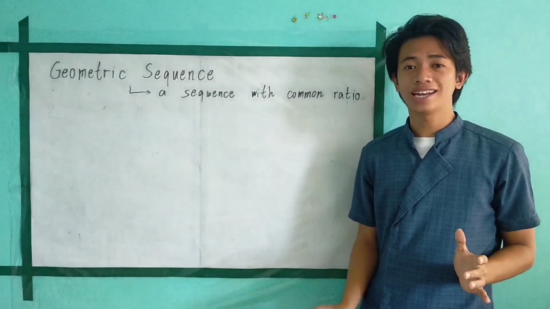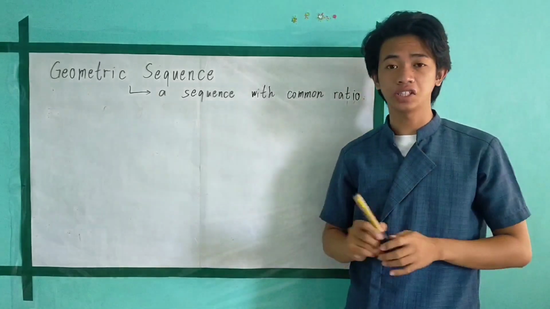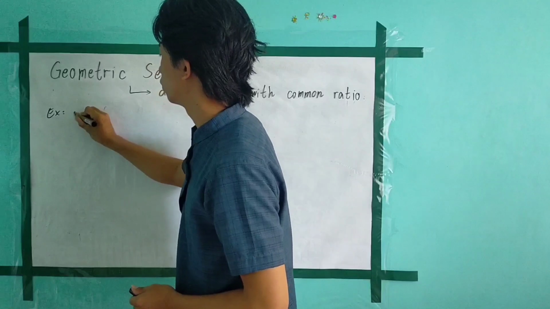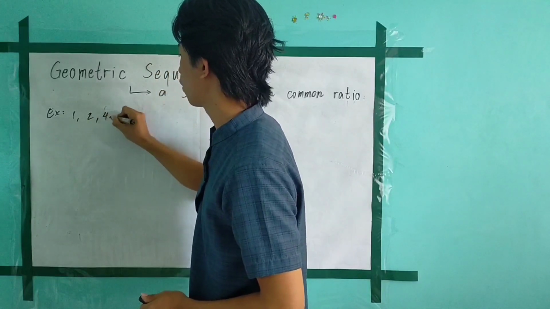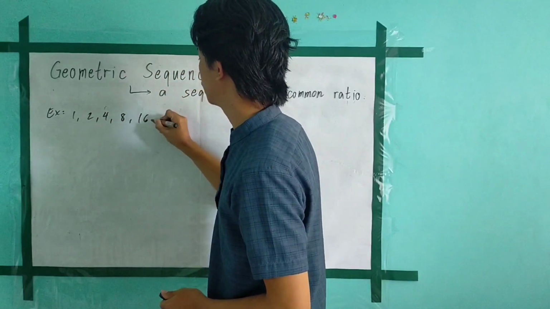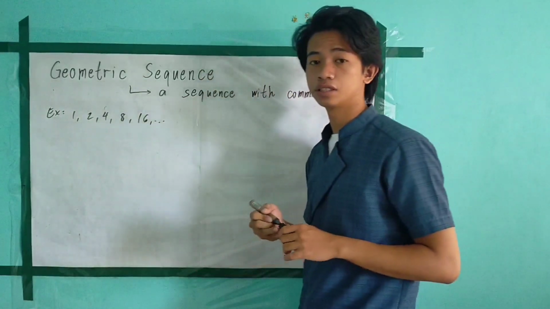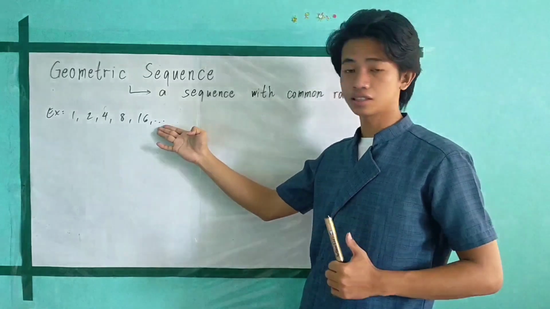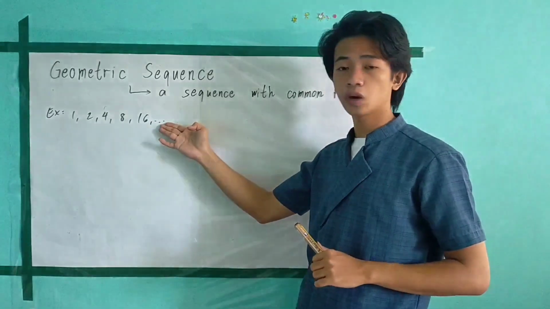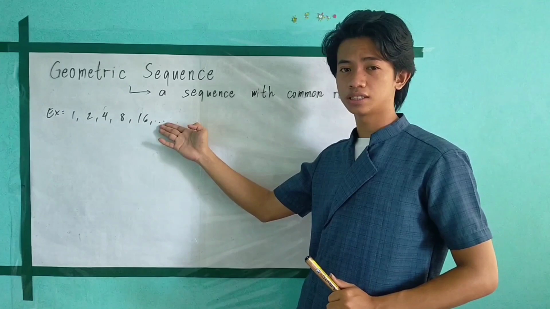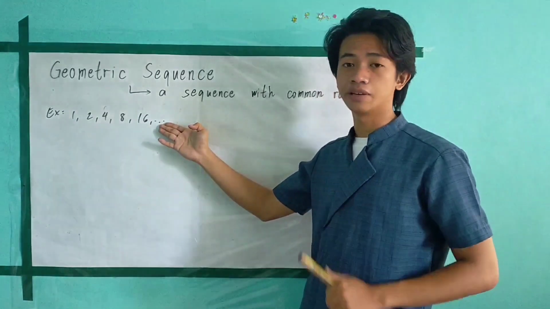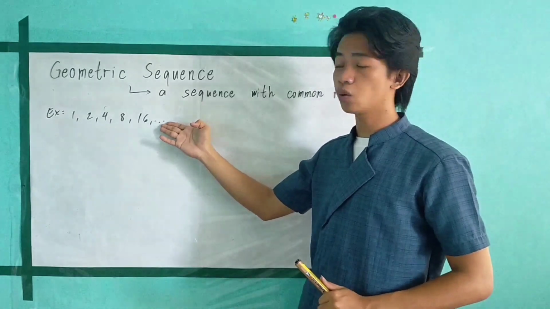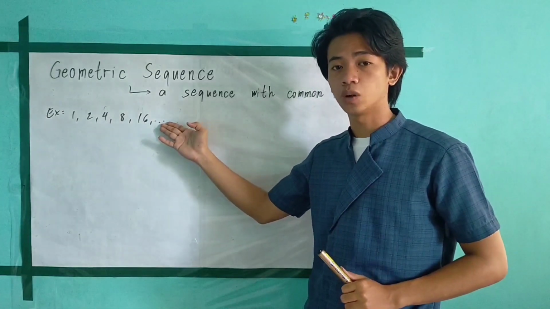So let me give you an example of a geometric sequence. Let's say we have 1, 2, 4, 8, 16, and the ellipsis sign. Remember that if a sequence has an ellipsis sign without any ending term, this means that this sequence is an infinite sequence. Otherwise, if we don't have an ellipsis sign, this means that this sequence is a finite sequence.